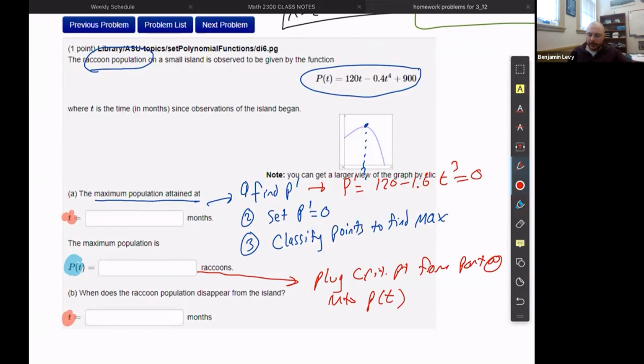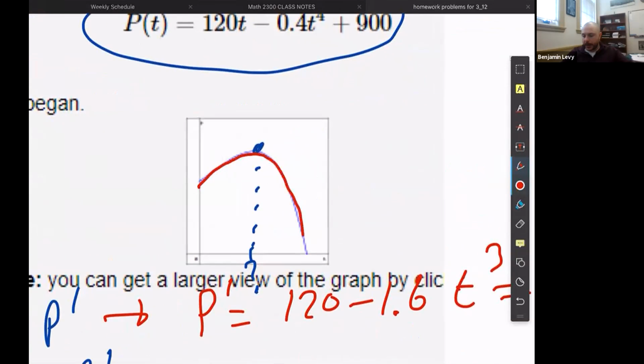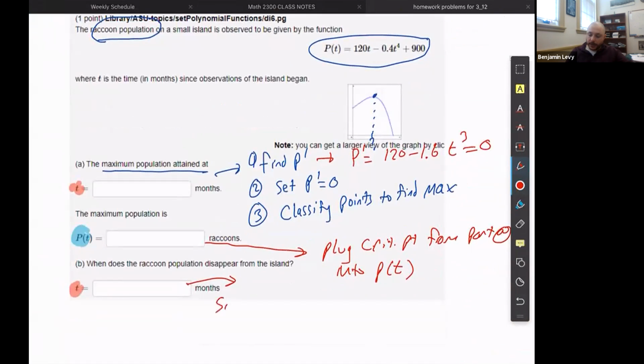What's the third question asking? The third says, when does the population disappear from the island? How do we answer that question? Nothing to do with calculus. John? Go ahead, Diana. You set the original equation equal to 0. Yeah, so if this thing's showing us the population, right? The population goes up and then it starts to go down, and this is where it would be 0 right there. And so we want to see where it crosses the x-axis, which means you just want to solve the population equal to 0. Right, so just set it equal to 0.